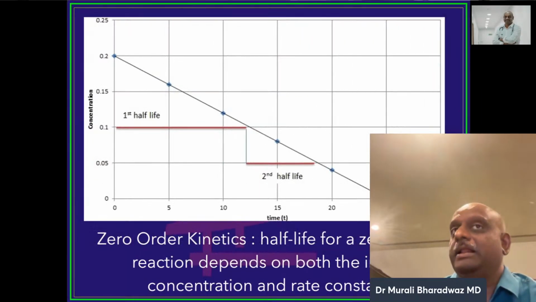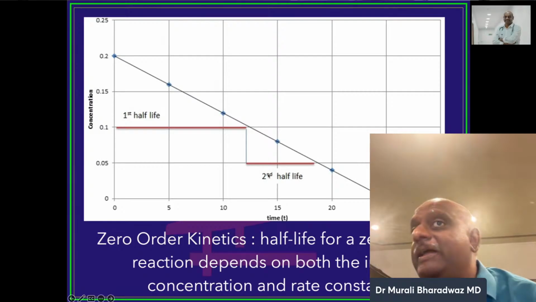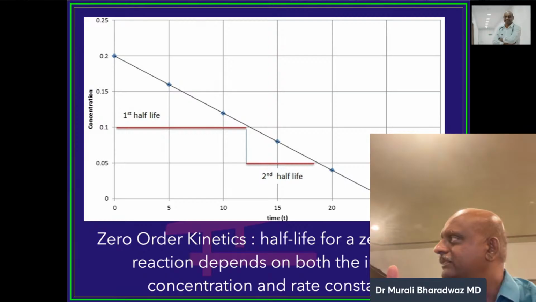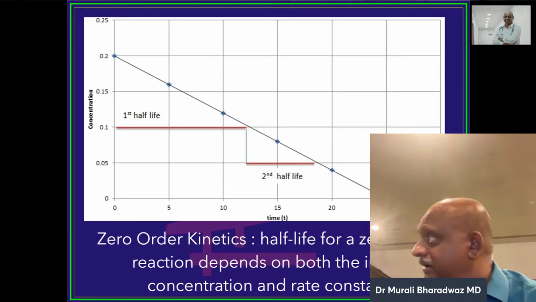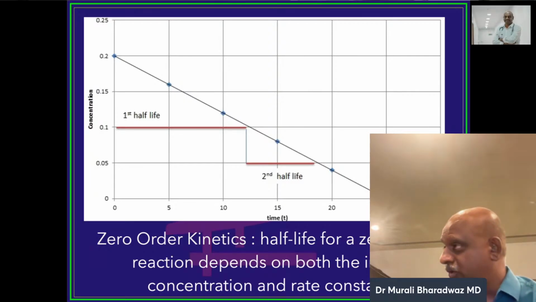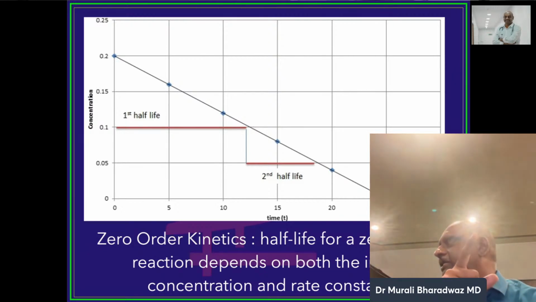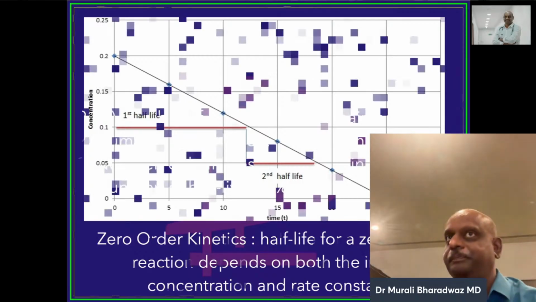Clear? Then what is zero order kinetics? In the zero order kinetics, the half-life depends on both the initial concentration and the rate constant. Rate of elimination constant is the Ke, which we used for calculating clearance. Clearance is equal to Vd into Ke. So in zero kinetics, it is dependent on both Ke and the initial concentration.